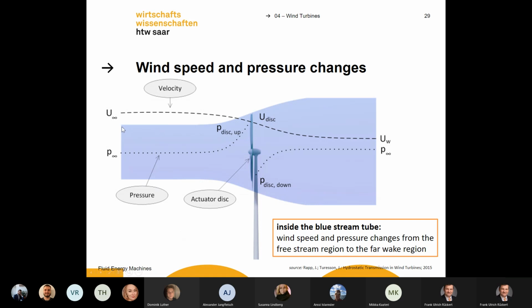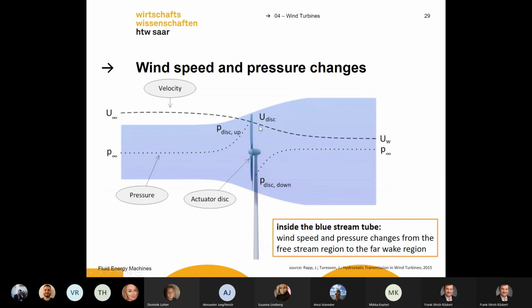You have here your stream tube. That's the energy that will hit the windmill. You have a pressure, that's normally your air pressure, 1 bar, 1 atmosphere. And before this rotor plate, the pressure gets higher and higher, but the velocity gets lower. Why is the velocity behind the windmill lower? Because you lose some energy. Some energy will be used here to produce electricity. So you take some energy from the wind.